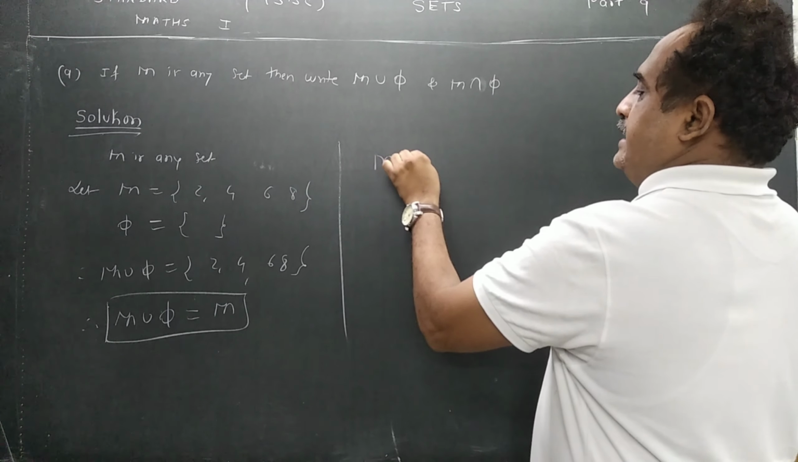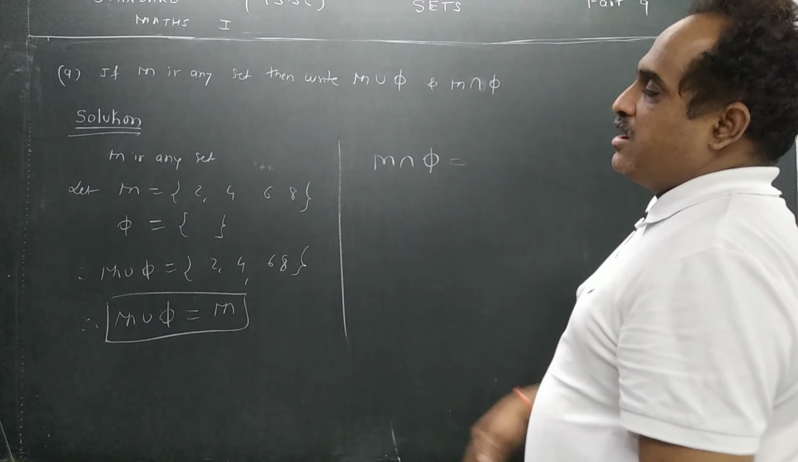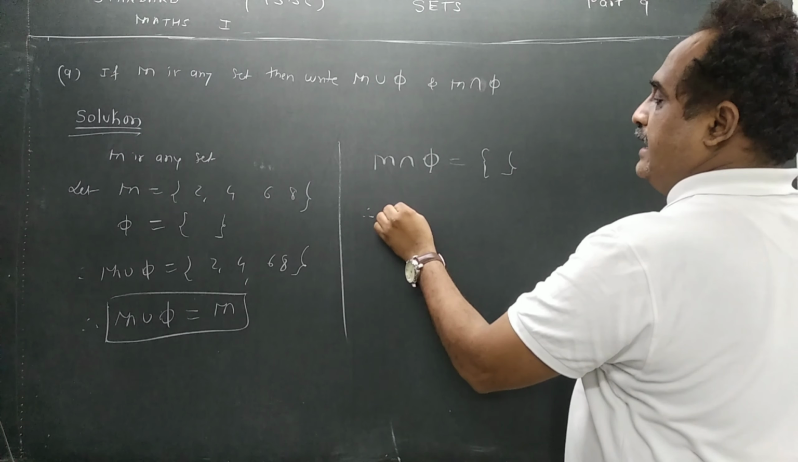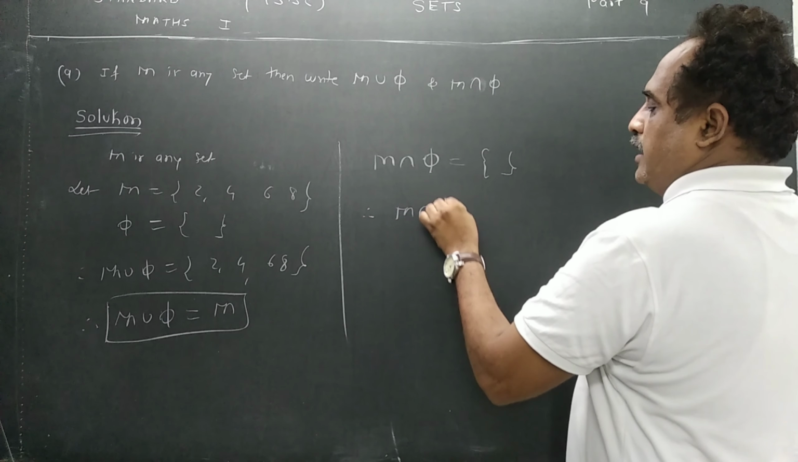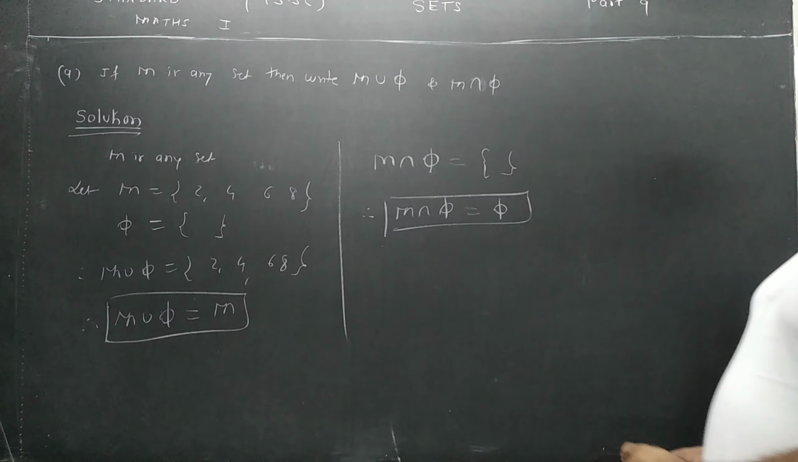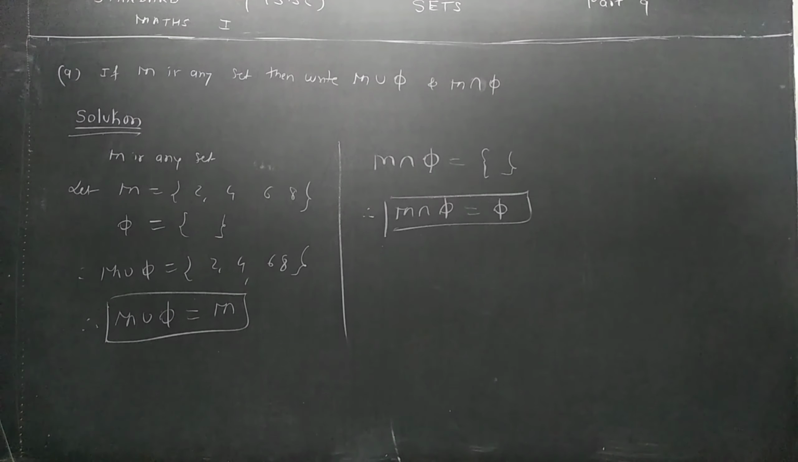And M intersection null set. What is the common terms between these two? Nothing. Therefore, what can I write there? M intersection null set is equal to null set. It's a very simple question if you know the concept properly. Copy down.